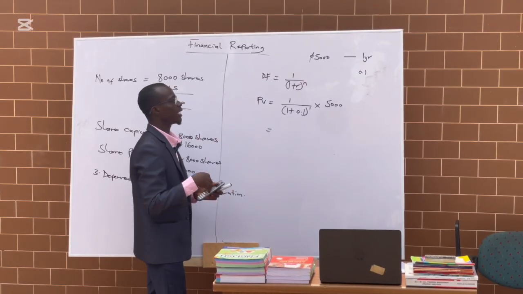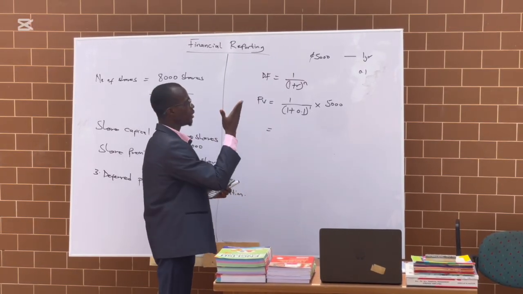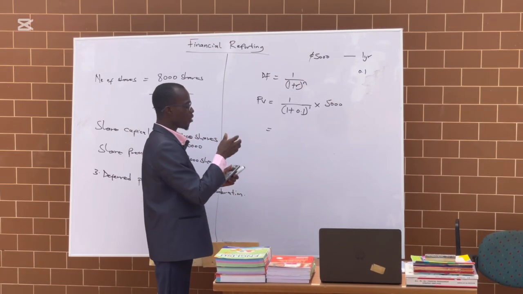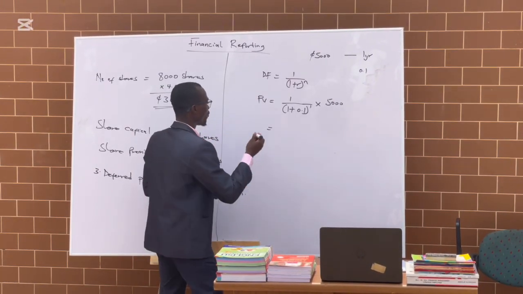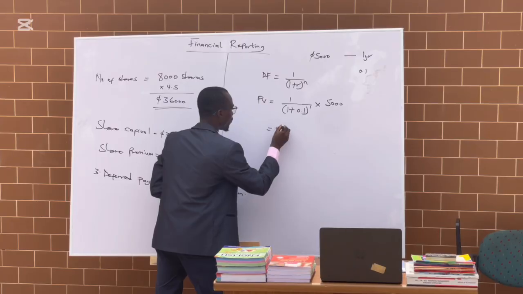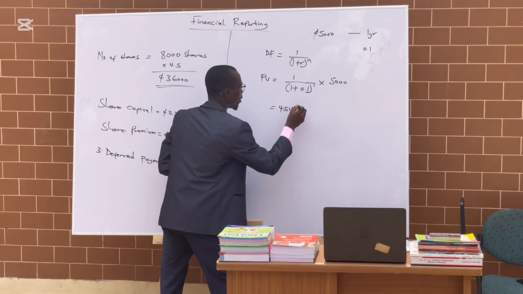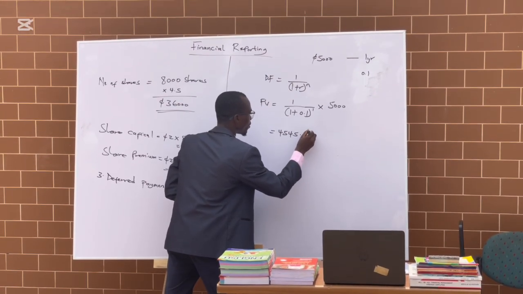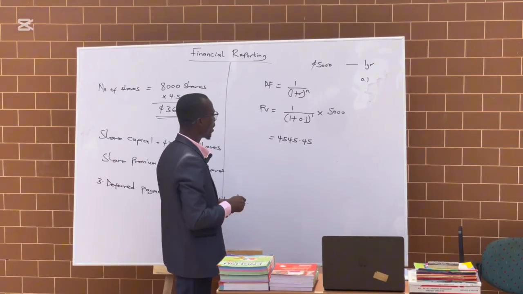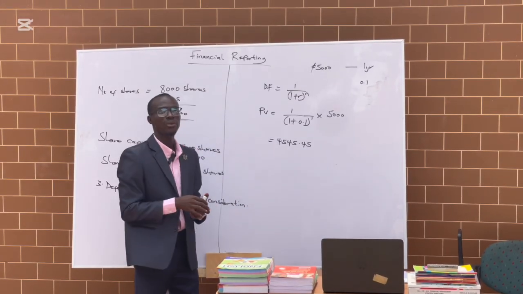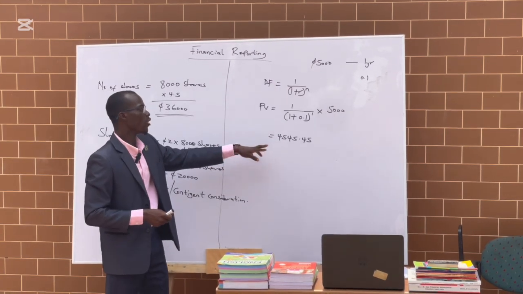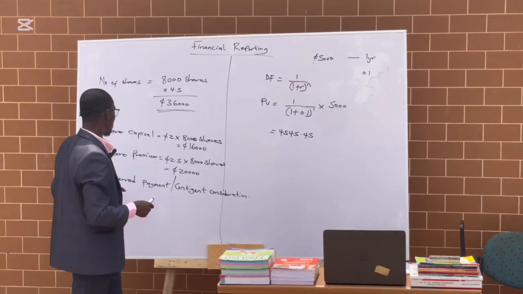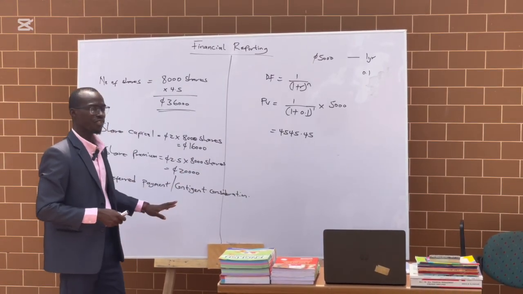5,000 over 1 plus 0.1. Then you bring your n, that's the number of years, which is 1. So here I'm having 45.45. That's what I'm having. So when you get this figure, this one is the present value, and this will be the amount that will be shown as your consideration transferred under deferred payment, or deferred consideration.